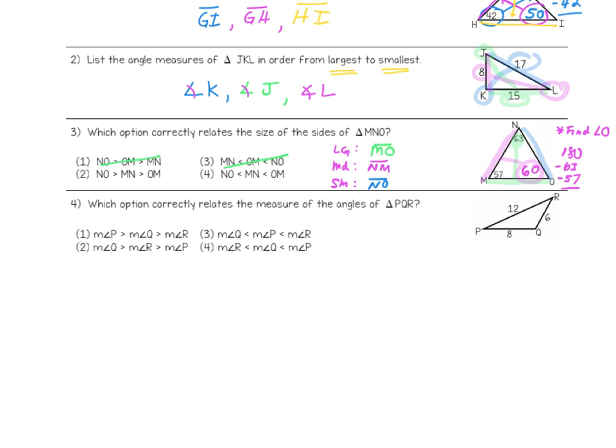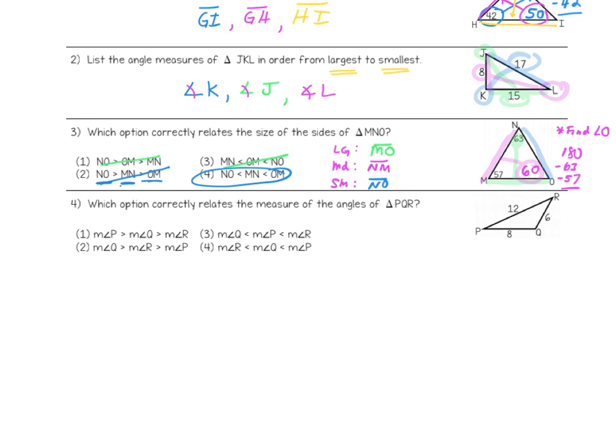Okay, so in answer number 2, it says that NO is greater than MN is greater than OM. And that's just not true. NO is smaller than the other two. So that leaves us with the answer being number 4. NO is less than MN, which is less than OM, and that's a true statement.